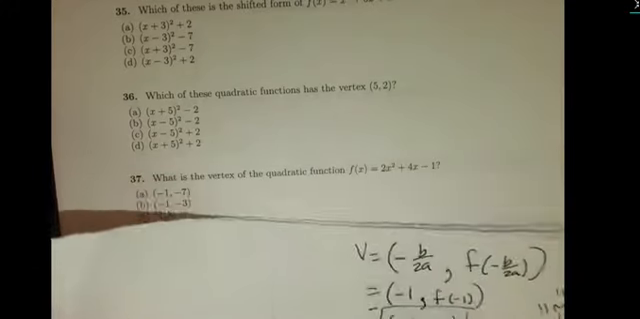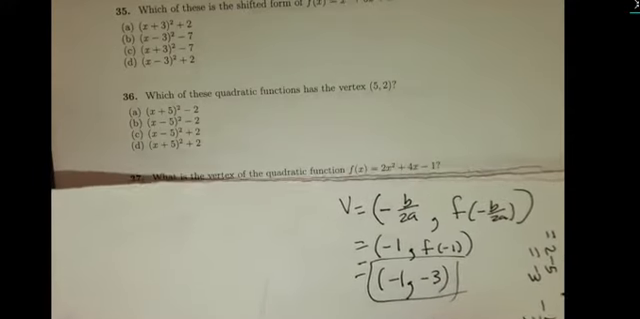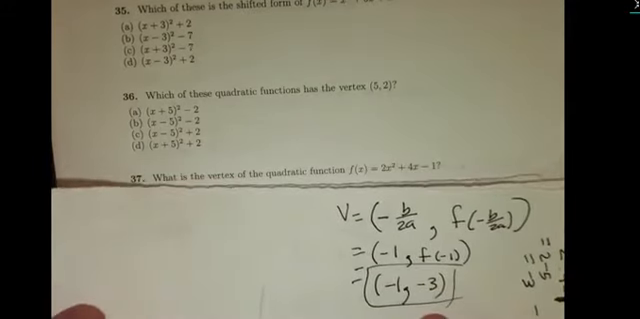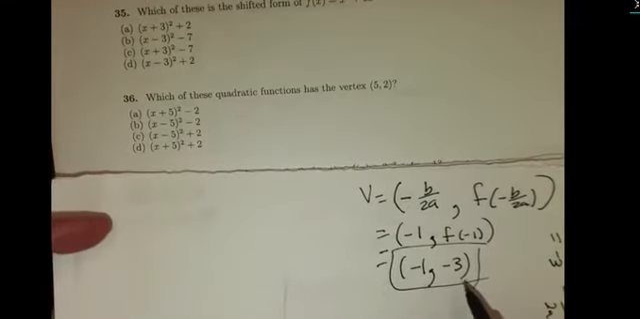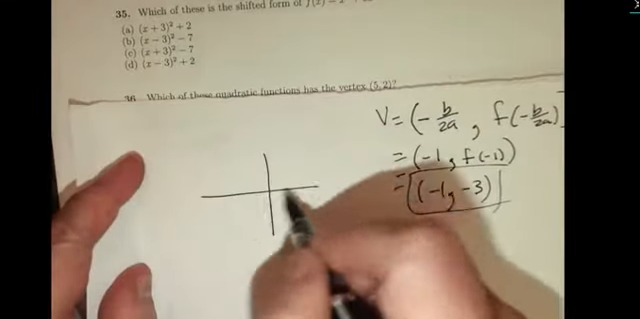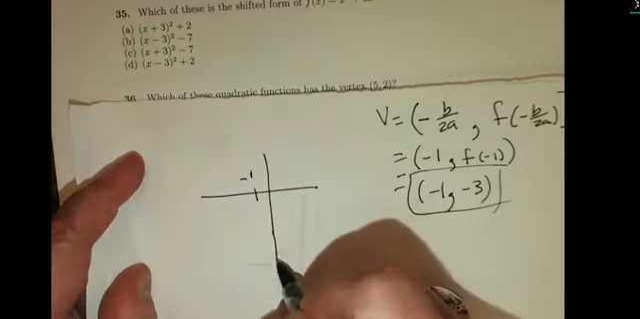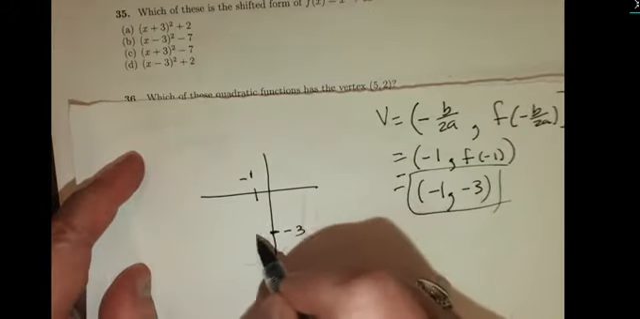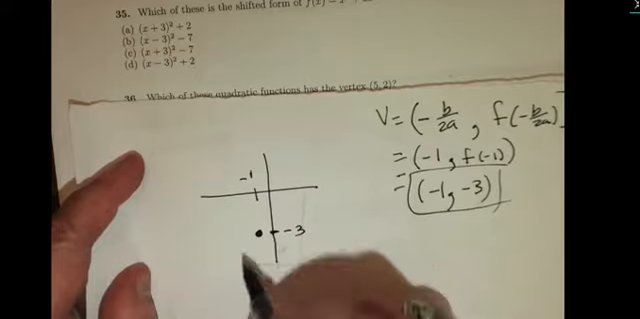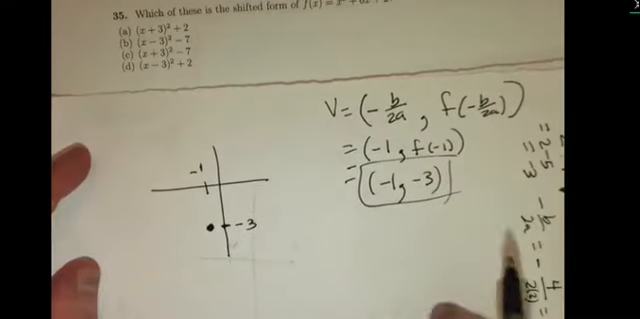Okay, and so we can see that. That will be it. And I could graph that and look at that. I mean, where is negative 1 comma negative 3 going to be? So my vertex is going to be there for this one.